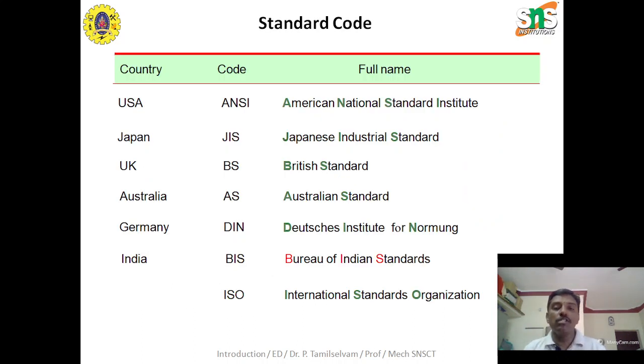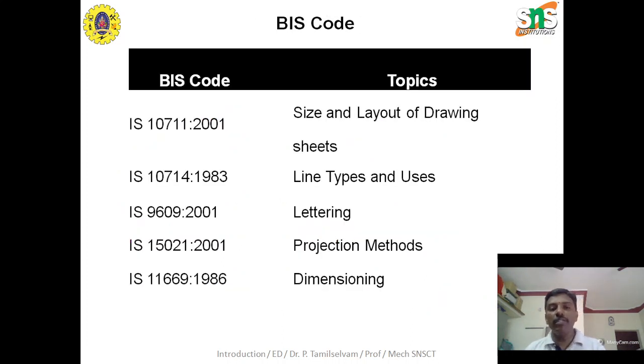The standard codes universally used in India are the Bureau of Indian Standards, which gives the nomenclature of all the products that we use, and also the BIS codes for the size of the drawing sheet, how the types of lines are to be used, what kind of lettering to be used, what the projection methods are, and how to dimension. All that has been prescribed under the BIS code. We will be following it in all classes.